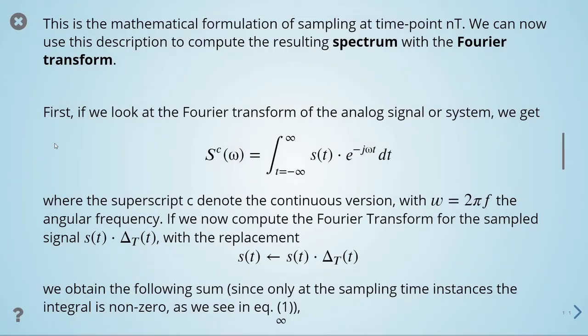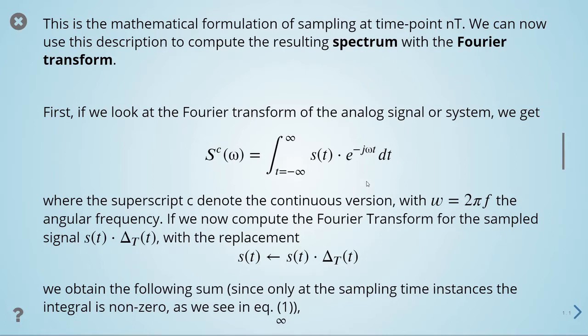First, if we look at the Fourier transform of the analog signal or system, we get this equation here. There is this integral going from minus infinity to infinity. This is our analog signal or system, and then there is this exponential to the power of minus j omega t, and here the superscript denotes the continuous version, and we have this omega, which is equal to 2 pi times frequency, and this omega is the angular frequency.